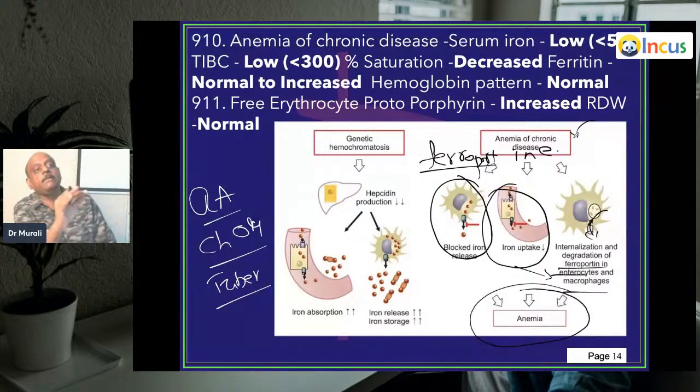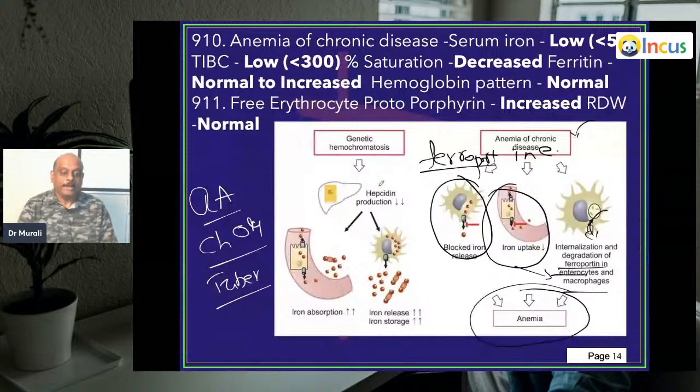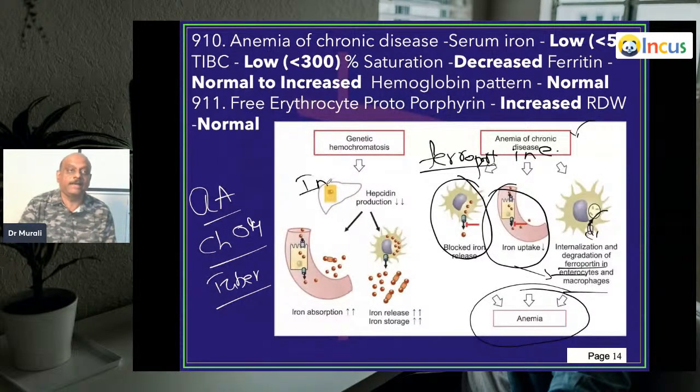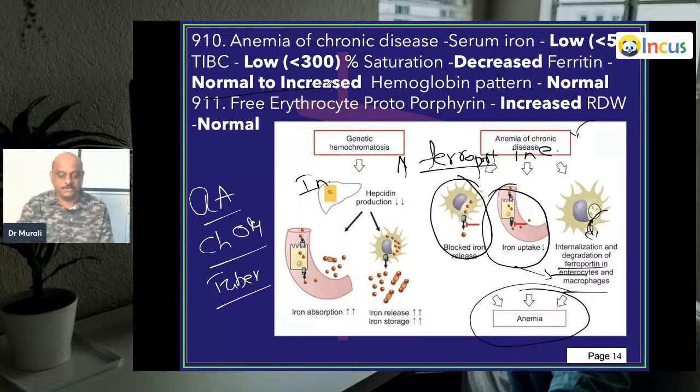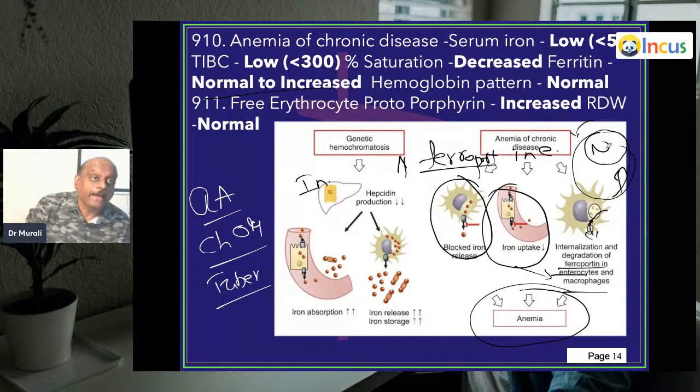How do you differentiate anemia of chronic disease versus iron deficiency anemia? Main difference is ferritin. In case of iron deficiency, ferritin is decreased. Whereas in anemia of chronic disease, ferritin is an acute phase reactant that you see in chronic inflammation, constantly elevated. So the ferritin is normal to increased in case of anemia of chronic disease, which is the differentiator you need to remember.